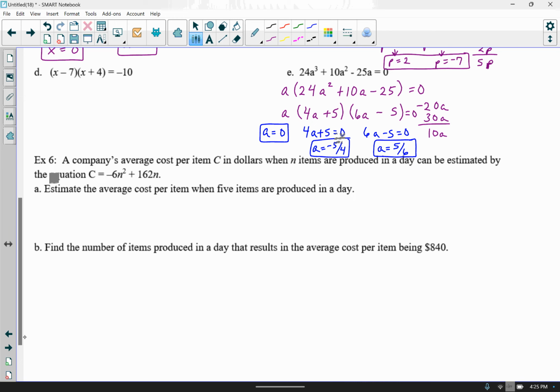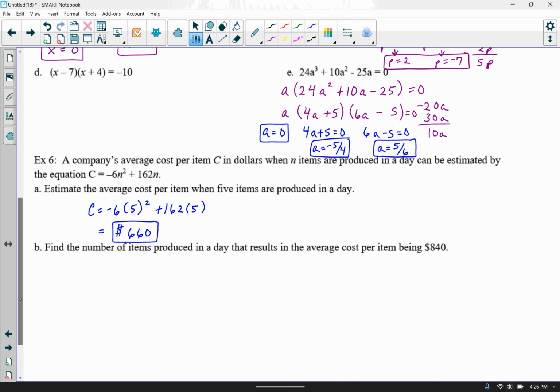In example 6, it says that a company's average cost per item, C in dollars, when N items are produced in a day can be estimated by this equation. So C represents the cost and N represents the number of items that are produced. Part A wants you to estimate your average cost when 5 items are produced in a day. So all that needs to happen in part A is that everywhere I see an N, I'm going to plug in 5. And then multiplying, put that on your calculator, you should land at $660.